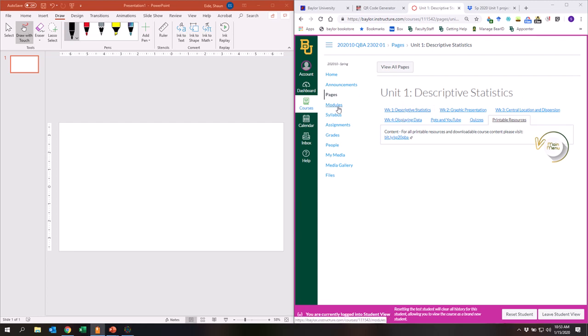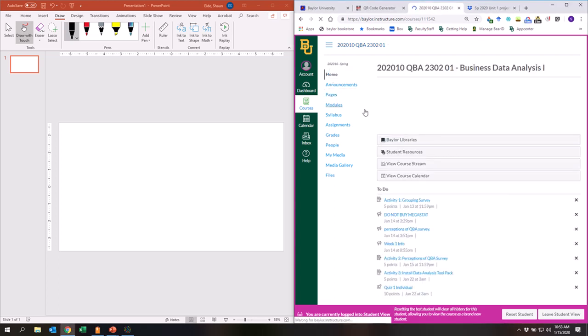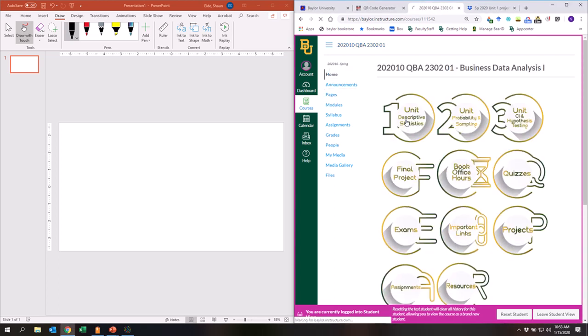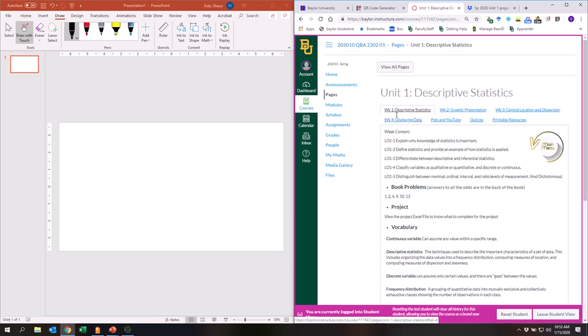In order to find the homework, we go home, and every single week, we are going to have a page that says, okay, week one, descriptive statistics. So you've got your learning objectives, and then you've got your book problems, and then it says, okay, make sure that you do the project. So let's take a look at these book problems. Book problems 1, 2, 4, 9, 10, and 13.